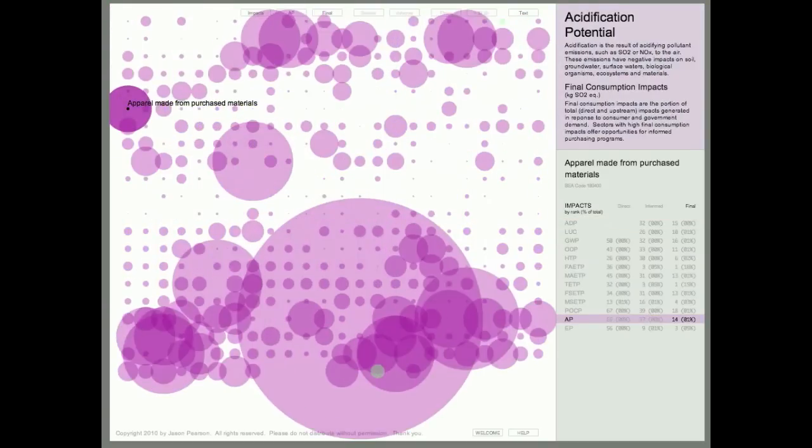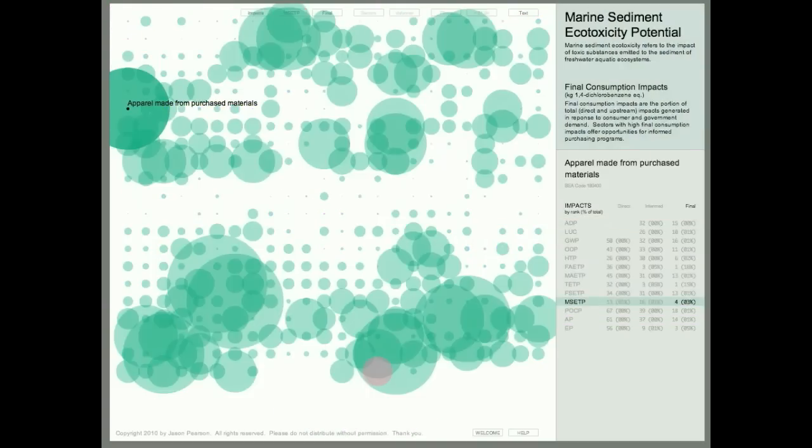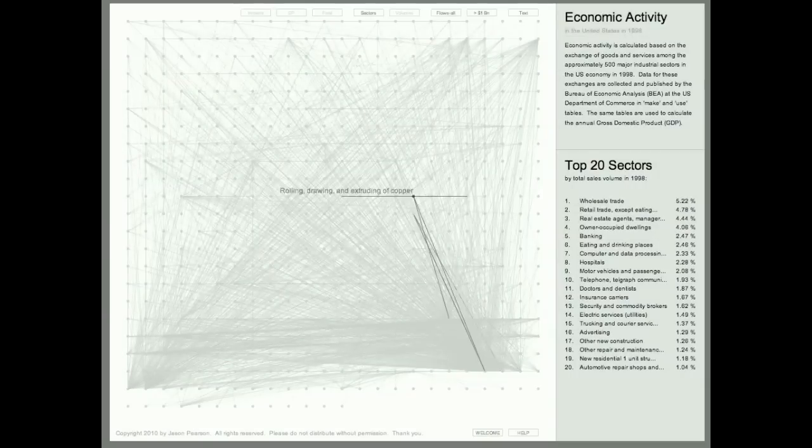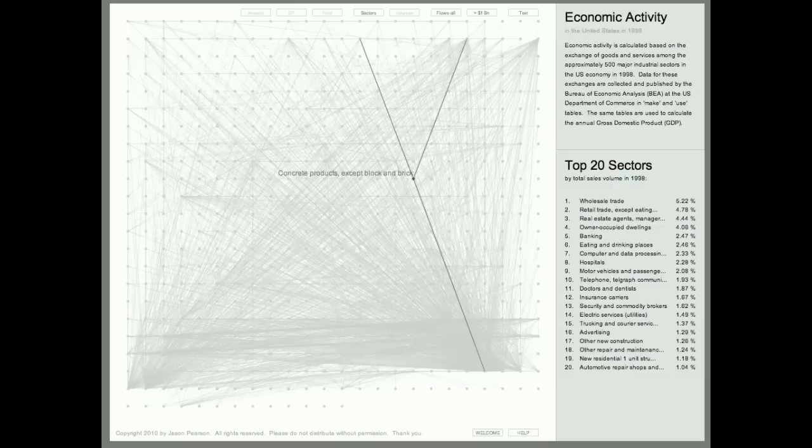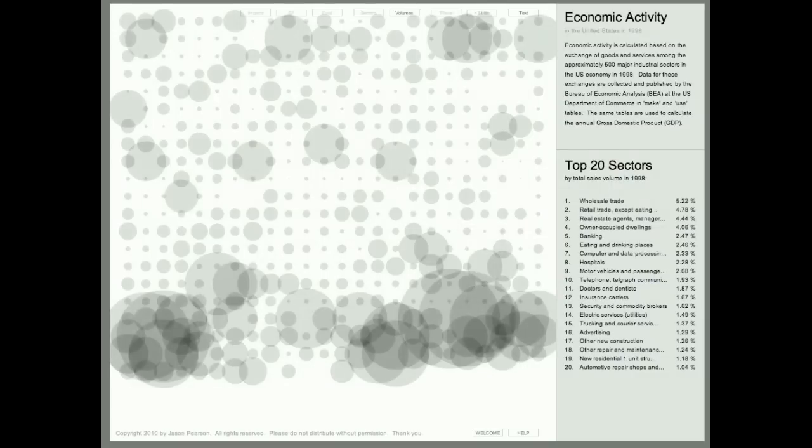Economy Map can also be used to display maps of financial activity in the U.S. economy. Each of the lines on the left represent a flow of goods and services between two sectors. In this display, only flows valued at more than $1 billion per year are shown. As with environmental impacts, all 480 sectors can be displayed by relative size according to their volume of sales, and the sidebar shows a ranking of the top 20 sectors by sales.